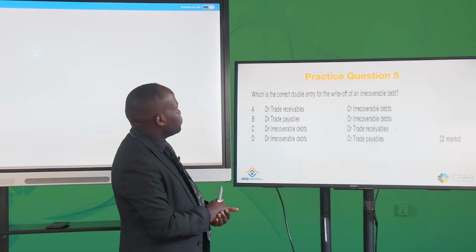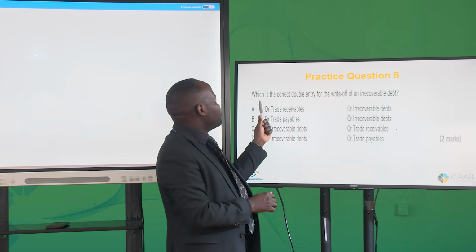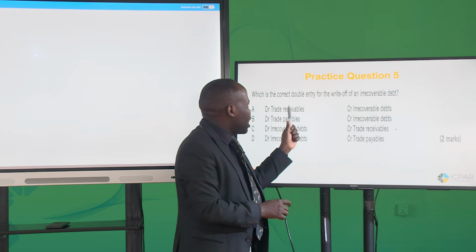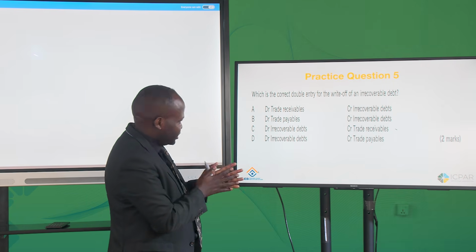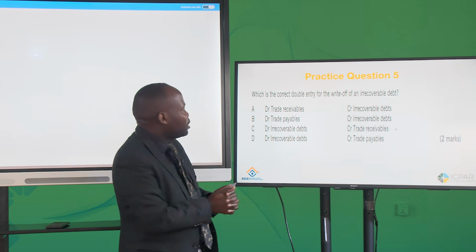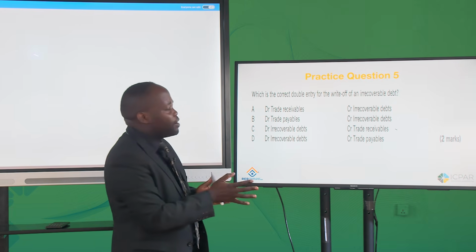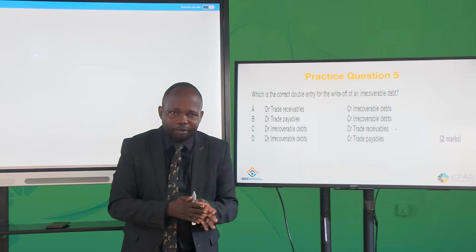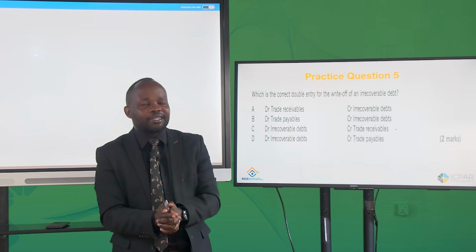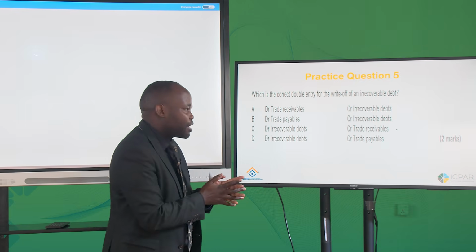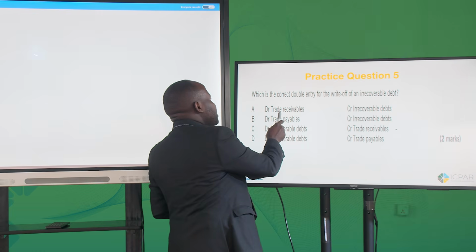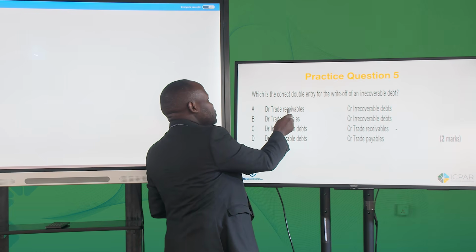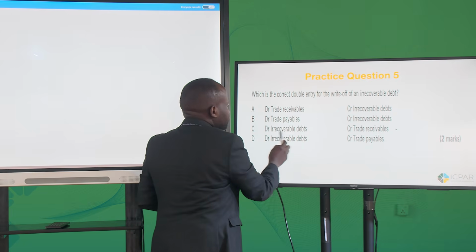The next question. Question number 5. What is the correct double entry for write-off of an irrecoverable debt? We said in this one, you credit receivables account and you debit the irrecoverable debt as an expense. So which one is true? If you debit receivables, that's not right. It means your receivables are increasing. It is the opposite of this. Opposite of that is C.